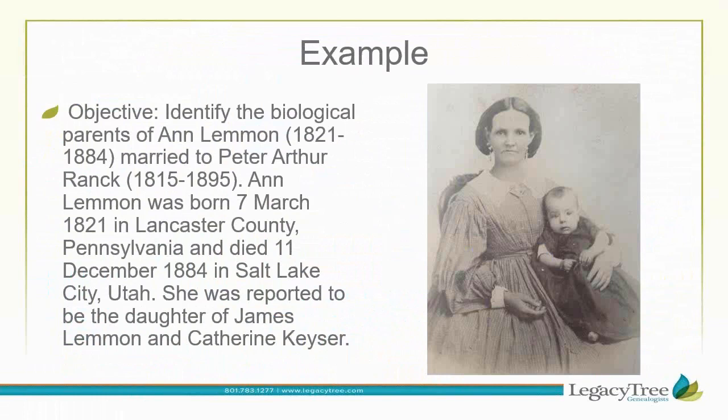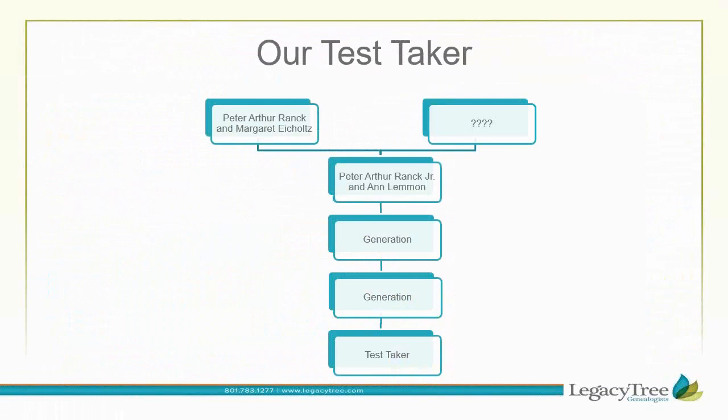And throughout her life, there are many records that report that she was the daughter of James Lemon and Catherine Kaiser. However, there are challenges in documenting the lives and the information on those two individuals. There are several candidates to be James Lemon. There's very little documentation of any women named Catherine Kaiser. And so the objective here is to try and uniquely identify these two individuals within the context of their families to help us understand the context of Anne's more distant ancestry.